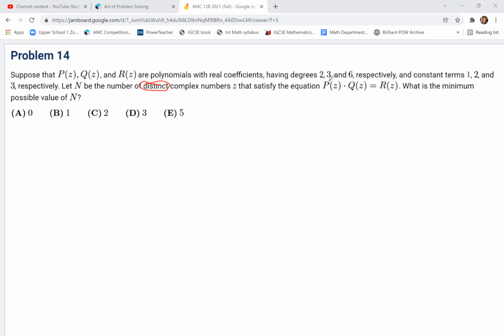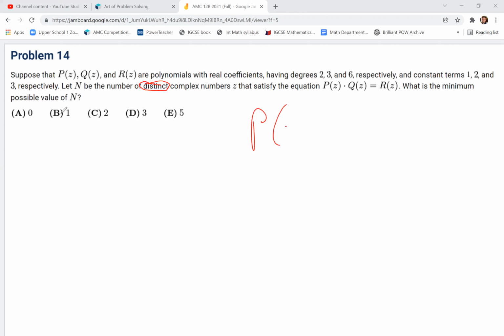Remember, this polynomial has degree 6, this polynomial has degree 2, and this one has degree 3, which means that when you multiply these together, you'll create a polynomial of degree 5. So here you have a polynomial of degree 5, and here you have a polynomial of degree 6. So ultimately, this equation will end up as a polynomial of degree 6. So it has to have 6 roots. So the question just becomes how many distinct roots. So can we come up with a situation in which we would only have one distinct root? And the answer is yes, and it's actually pretty simple.